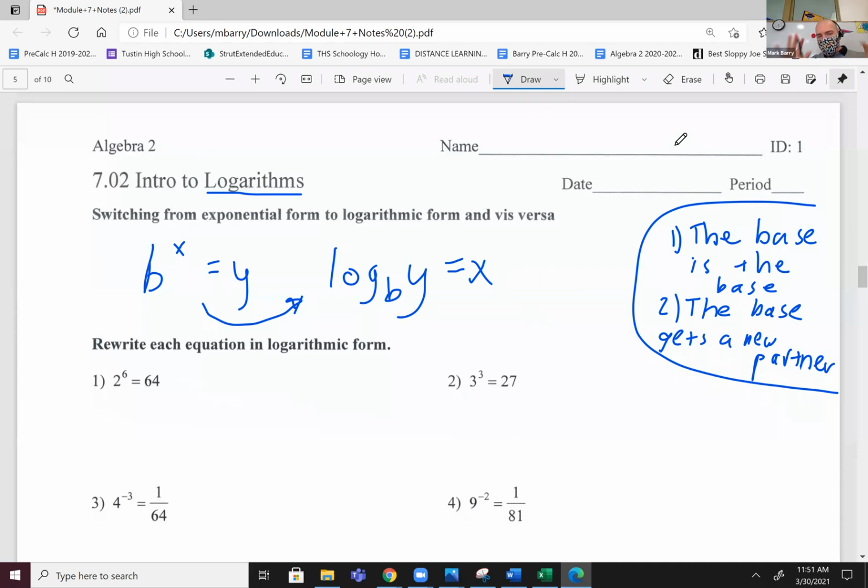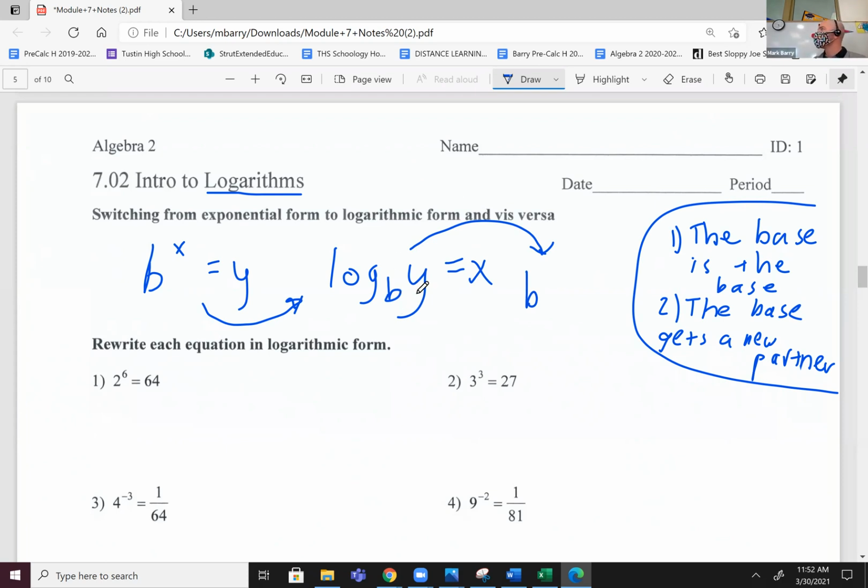All right, so then we also need to know how to switch back into the exponential form as well. If we're going back to the exponential form from the log form, you can do the same trick here, the same 2 steps. The base is the base and it gets a new partner. So if I'm going from this log form back to exponential form, I know the base of my exponent is going to be b, but I know that base needs a new partner.